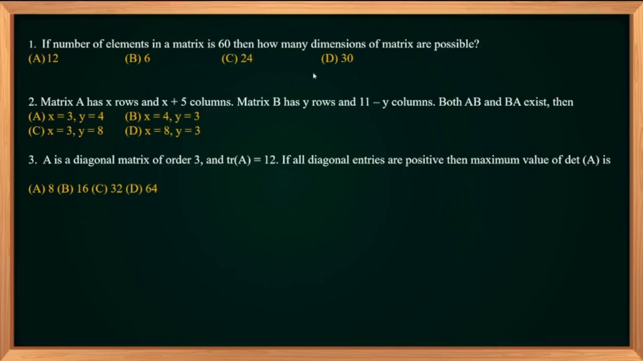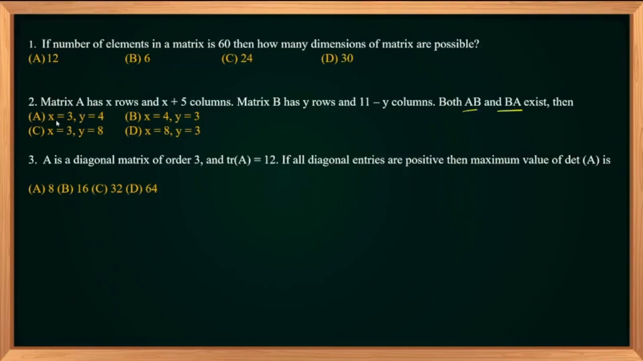Now the second question: matrix A has x rows and x plus y columns. Matrix B has y rows and 11 minus y columns. Both AB and BA exist. Then what are the values of x and y? Option A, x equal to 3, y equal to 4. Option B, x equal to 4, y equal to 3. Option C, x equal to 3, y equal to 8. And option D, x equal to 8, y equal to 3.